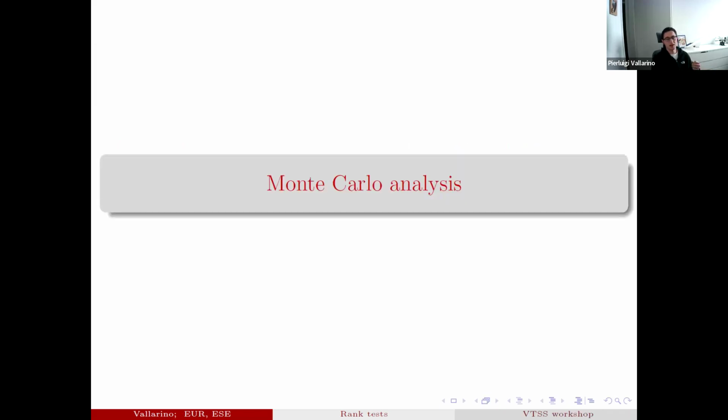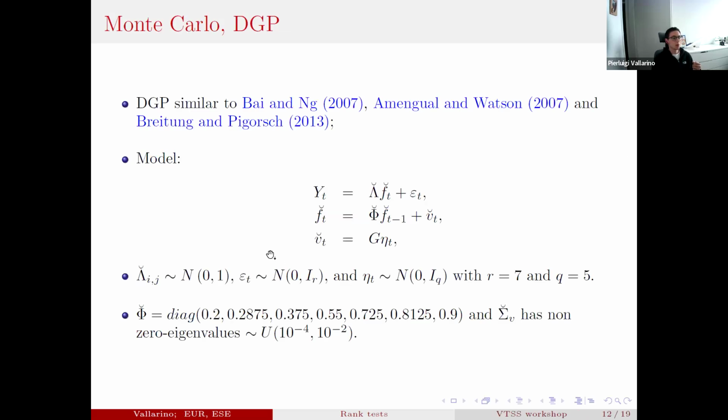Now I would like to present some Monte Carlo results. We consider a data generating process similar to that of Bai and Ng, Amengual and Watson, and Barigozzi and Trapani. So we have a dynamic factor model in static factor representation. There are 7 static factors and 5 dynamic factors. The VR is diagonal and has a variance covariance matrix whose eigenvalues are very close to 0, even when they're non-zero. So this DGP is rather tough for our test in that the threshold between non-zero and 0 eigenvalues is very blurry.